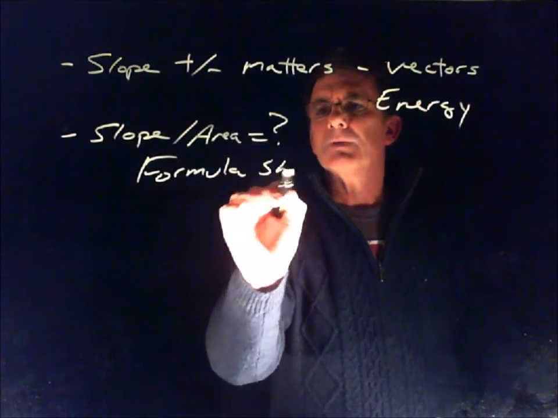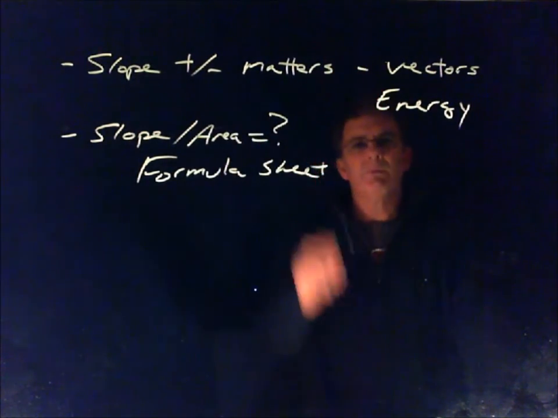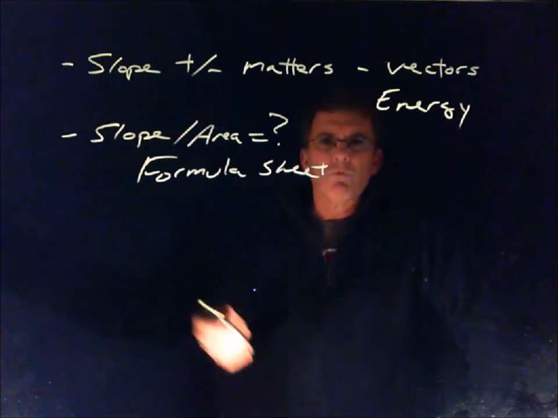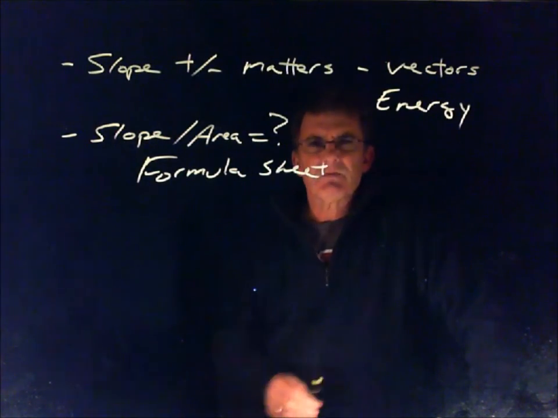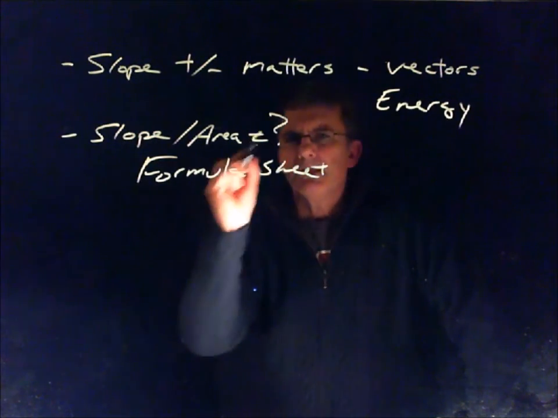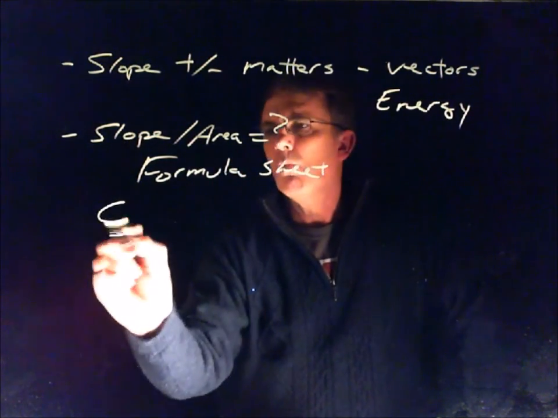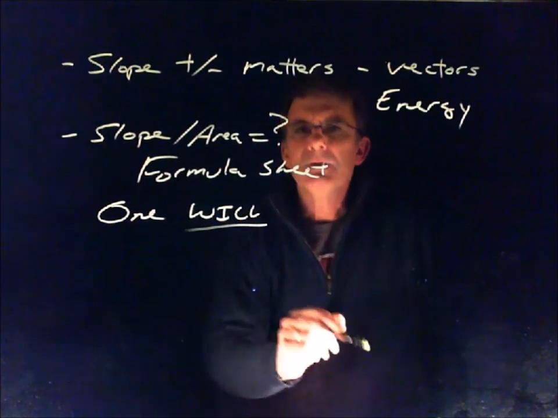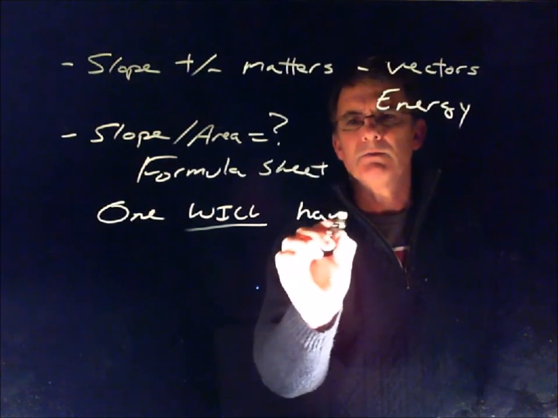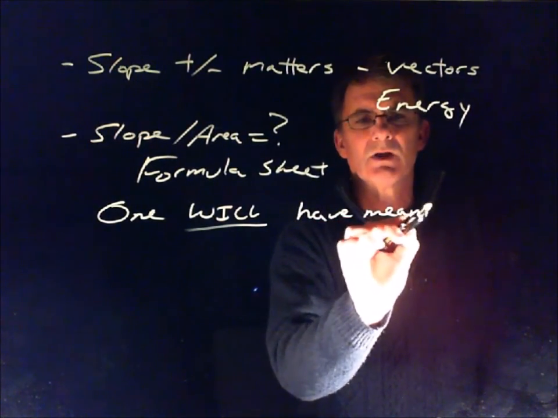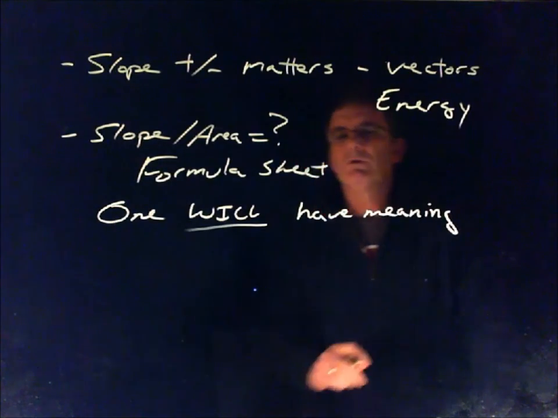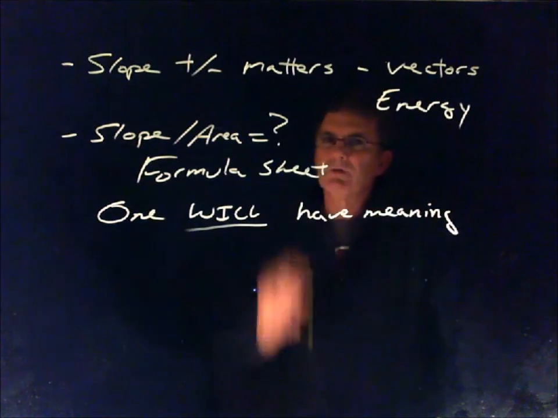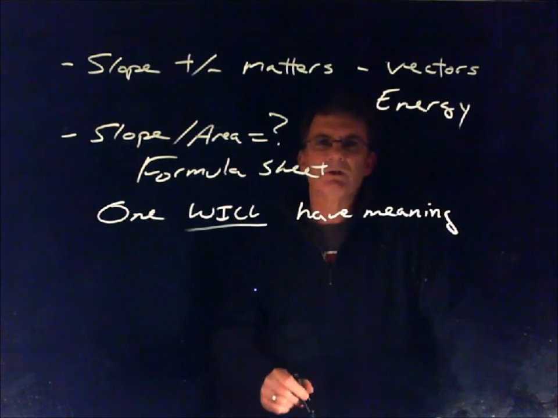Put the y-axis variable over the x-axis variable. See if that's an equation on the formula sheet. Put the y-axis times the x-axis. See if that's an equation on the formula sheet. One of these will always mean something. There's no reason to give you a graph otherwise, quite honestly. So make sure when you're looking at the graph, either the slope or the area, one of the two, if not both, have meaning. Understand what it is.